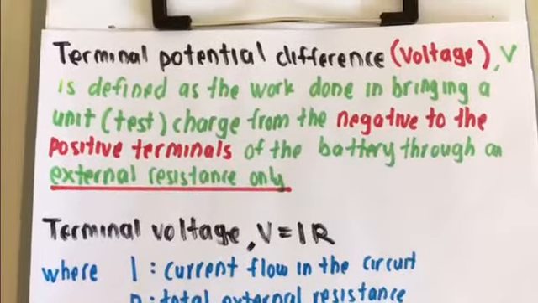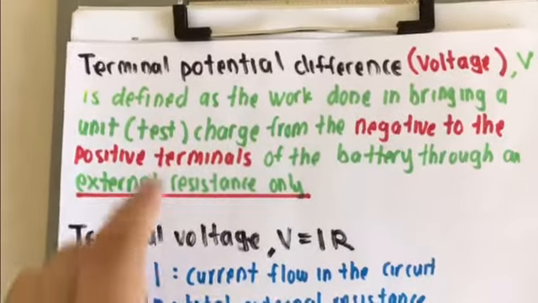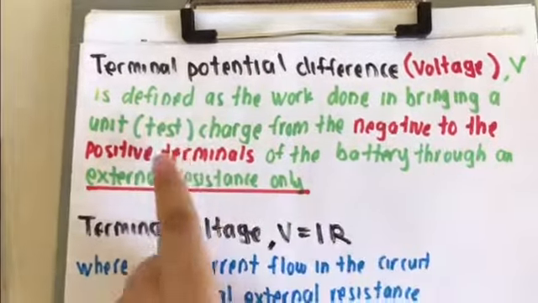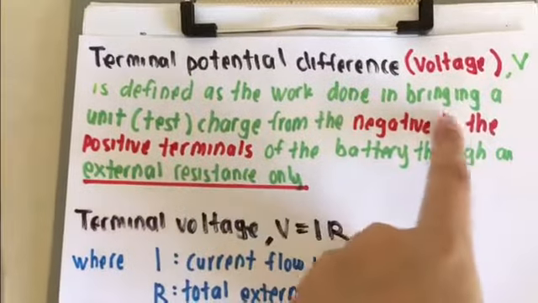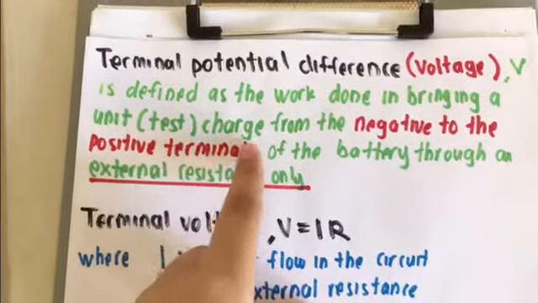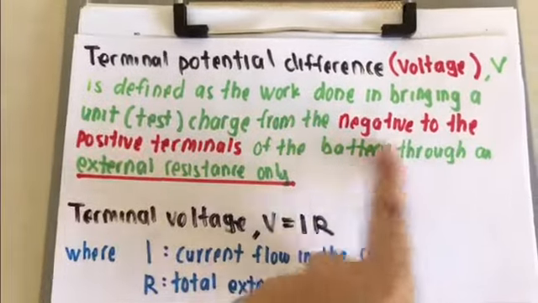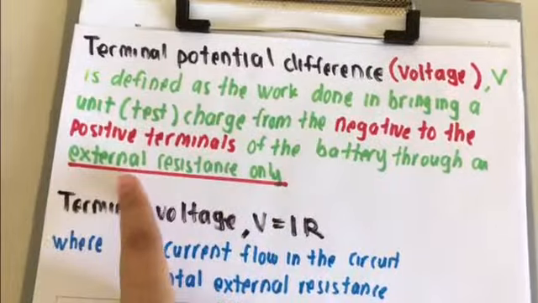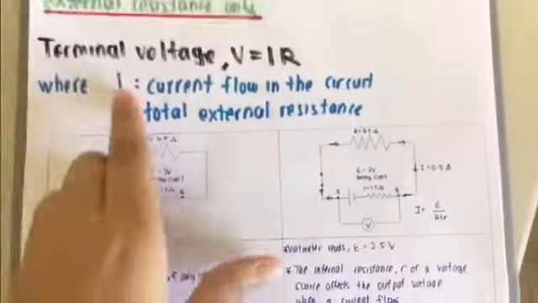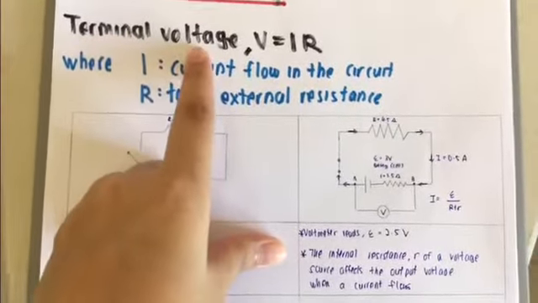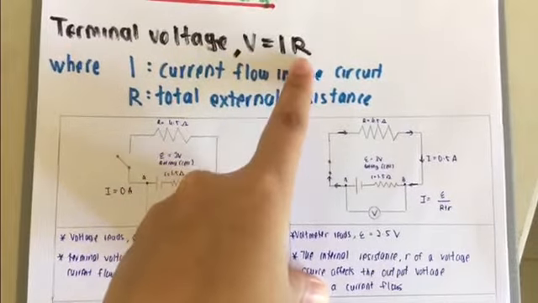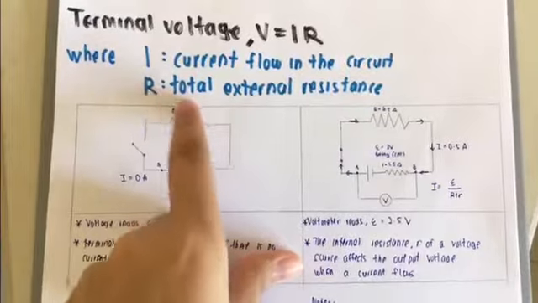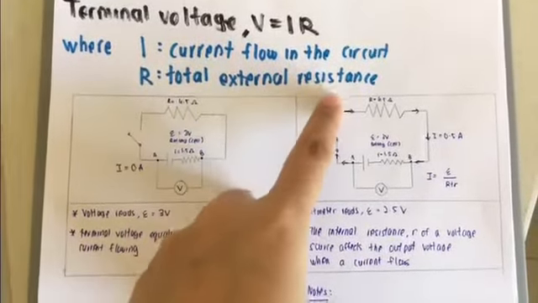Next, we go to the terminal potential difference. Terminal potential difference or voltage is defined as the work done in bringing a unit charge from the negative to the positive terminals of the battery through an external resistance only. So this is the formula for terminal voltage, that is V equal to IR, where I is the current flowing in the circuit and R is the total external resistance.